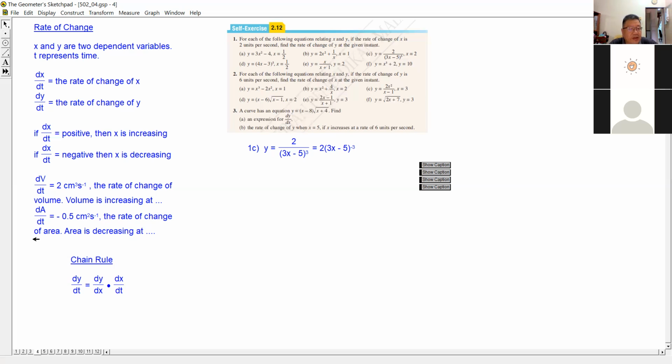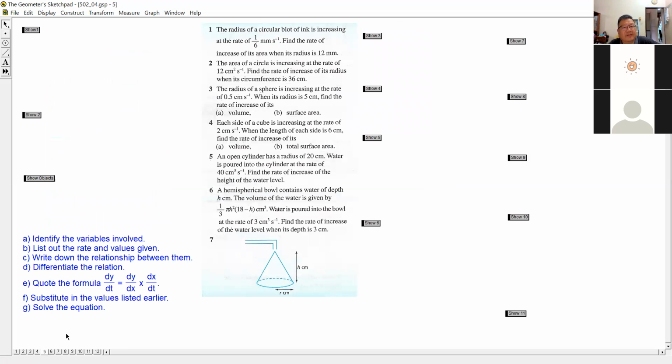Even if you don't know rate of change problems yet, you must use the chain rule. In solving problems involving the rate of change, you have to use the chain rule. Now, how do you use the chain rule? The chain rule is like that: dy/dt equals dy/dx times dx/dt.